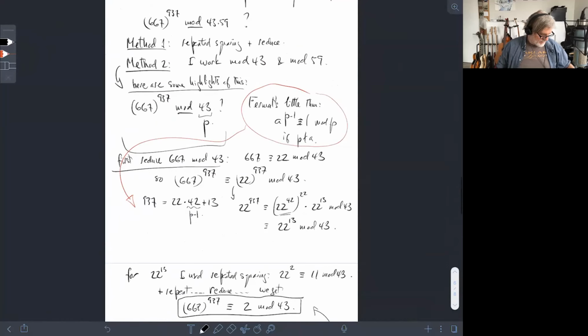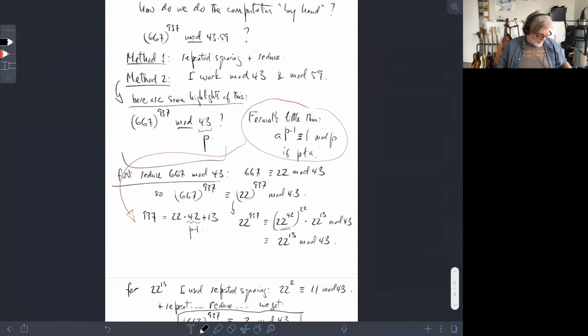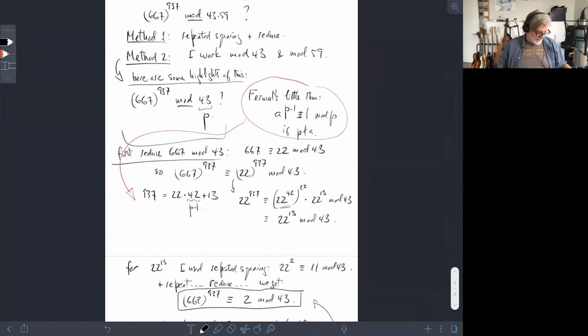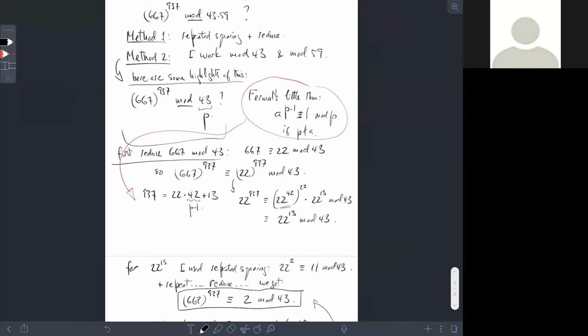It's only so the 937, we've already reduced it, mod. We already know the exponent. So there's a lot of work that we've done for that first block. We can reuse a lot of stuff for the next two blocks, if we continue to use method 2 for the two other ones.